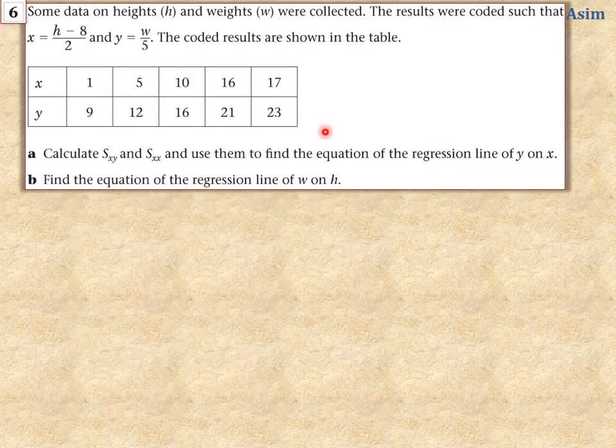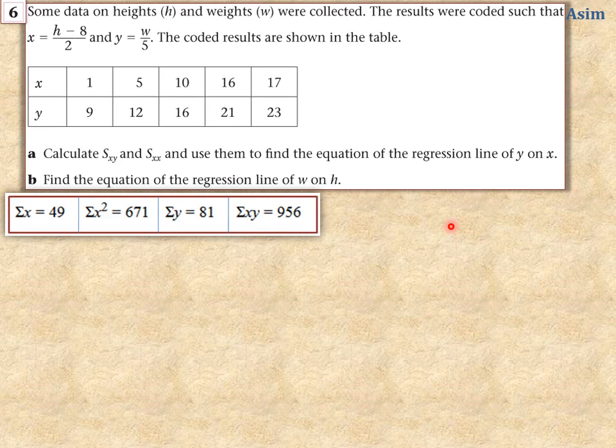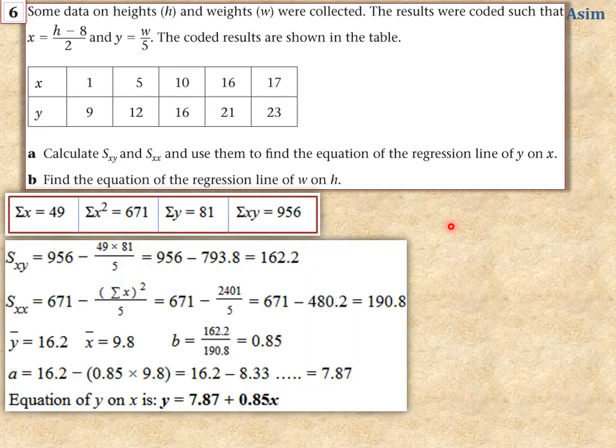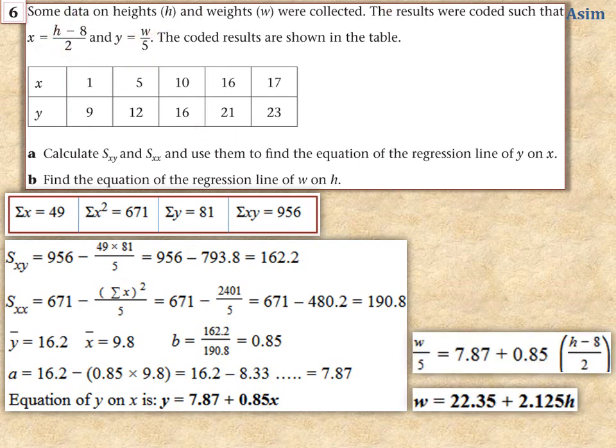Next, some data, it's the same thing. You can try this on your own. There is x, there is y, try to find Sxy, find the regression of y on x, and then the same thing. Try on your own. Let us see the answer. So these are the data you will get. Equation, you will find all these values, you will get the answer for y. Just substitute, in place of y you will write w by 5, in place of x you write this, you will get the answer, and that's it.